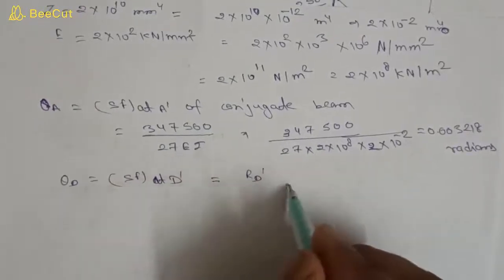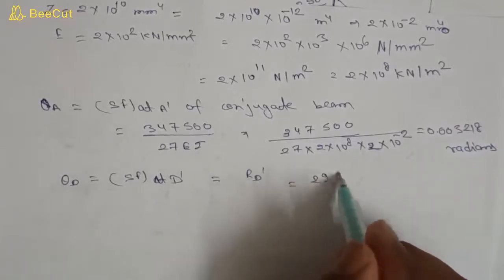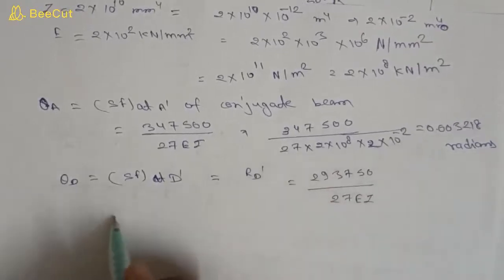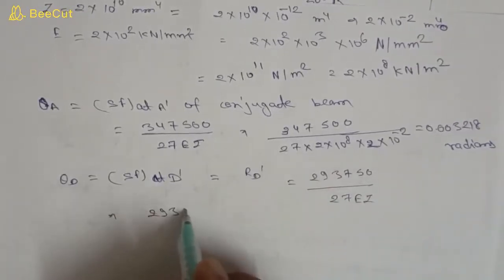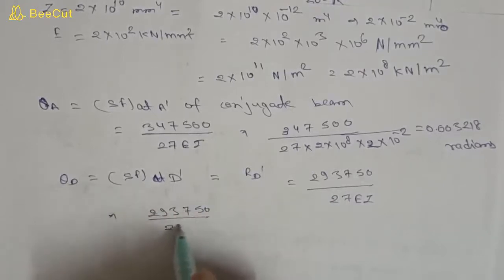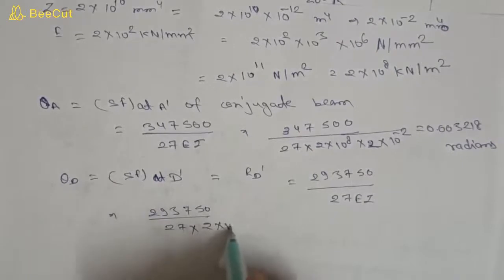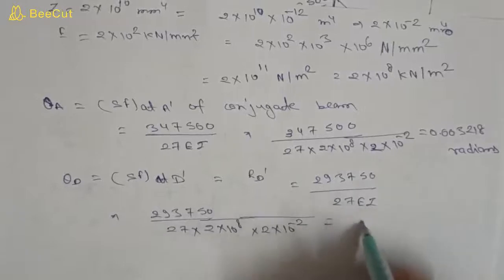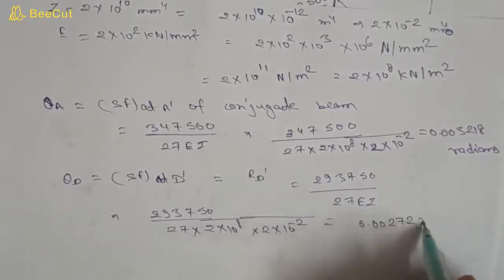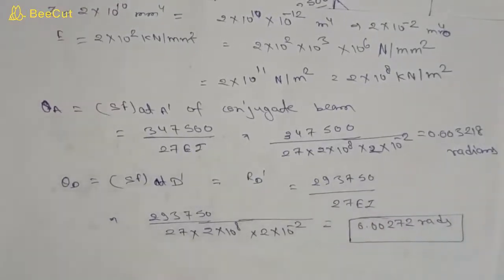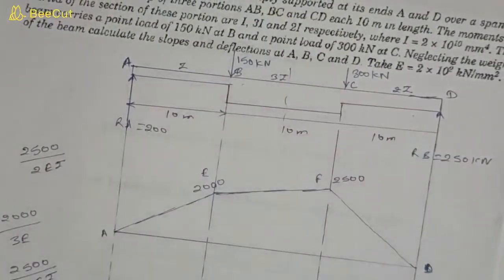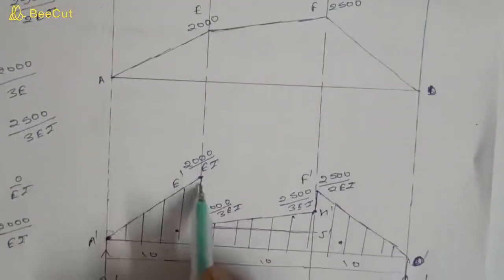So we will get RD dash is equal to, we have found, 293750 upon 27 EI. So we will put all the values: 293750 upon 27 into E is 2 into 10 to the power 8 and I is 2 into 10 to the power minus 2. So you will get 0.00272 radians. So this is the slope at D point. Now we have to find the slope at point B and C. So we will have to calculate the shear forces at these 2 points.